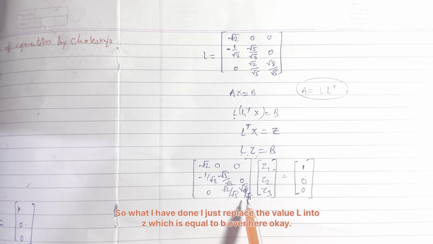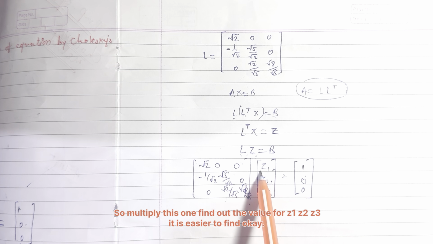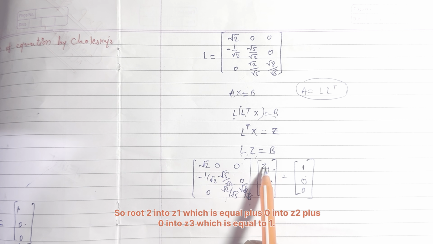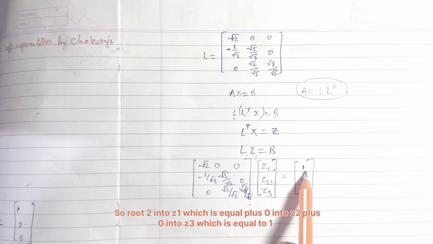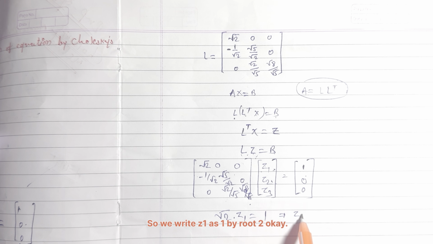So what I have done, I just replaced the values in L into Z equal to B over here. Multiply this one and find out the values for Z1, Z2, Z3. It is easier to find. So root 2 into Z1 plus 0 into Z2 plus 0 into Z3 is equal to 1. So we write root 2 multiplied by Z1 is equal to 1. So we write Z1 as 1 by root 2.